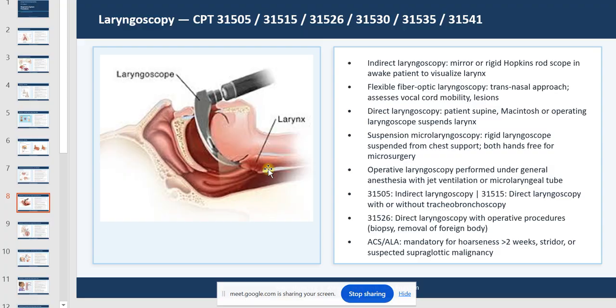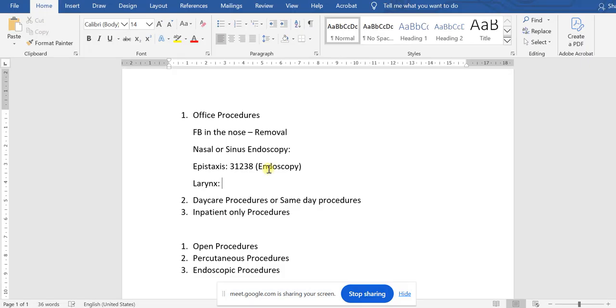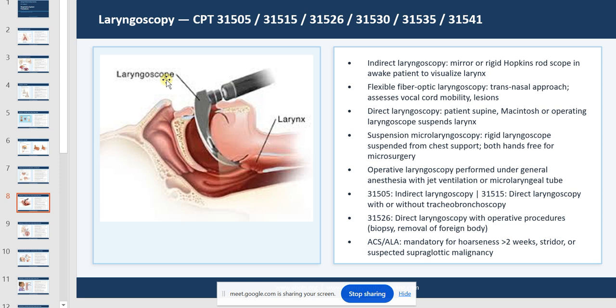So what you're looking for basically, again, laryngoscopy. When we say laryngoscopy, what are the types of laryngoscopy? Endoscopy. Basically two types: diagnostic and surgical laryngoscopy. So that's what you have to tell. We have separate codes for diagnostic laryngoscopy as well as surgical laryngoscopy. And unique to laryngoscopy, we have direct laryngoscopy, indirect laryngoscopy, as well as flexible fiber optic laryngoscopy.